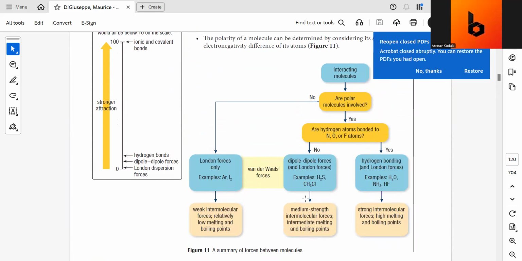Okay. Here, can you see this? Yes, sir. So interacting molecules, if they are polar, right? Then are hydrogen atoms bonded to nitrogen, oxygen, and fluorine? If you say yes, you will go to hydrogen bonding. I'm just going to draw this chart as well. It's very effective. I love this chart.